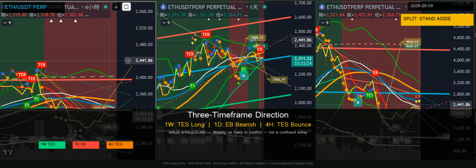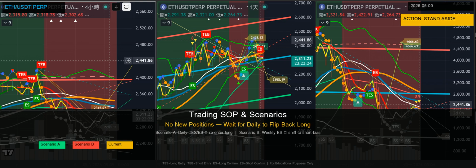Summary of the three timeframes. Weekly is long via TES. Daily is bearish via EB. 4-hour is short-term long via TES. This is a split structure, also known as a divergent setup. The weekly and 4-hour are pointing long, but the daily is pointing bearish. This is not a clean confluence setup. This is a mixed signal environment.